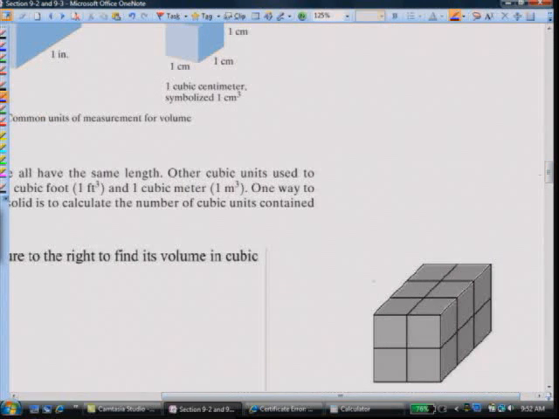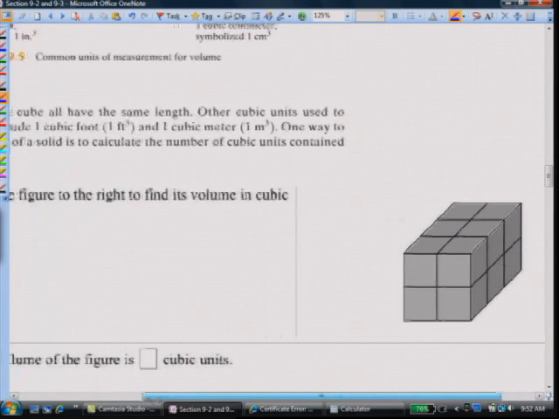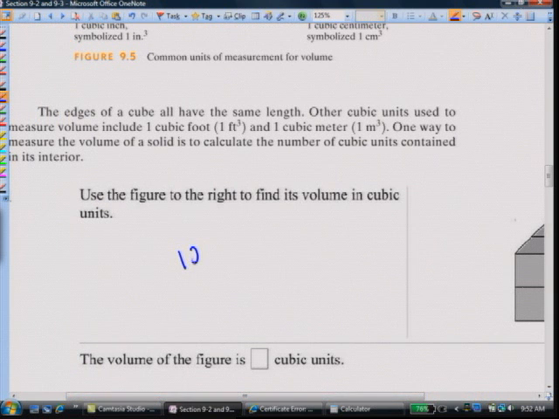Okay, figure to the right. Now we get to count blocks. That's going to be fun. 1, 2, 3, 4, 5, 6. 2 rows of 6 making 12 cubic units. Okay.